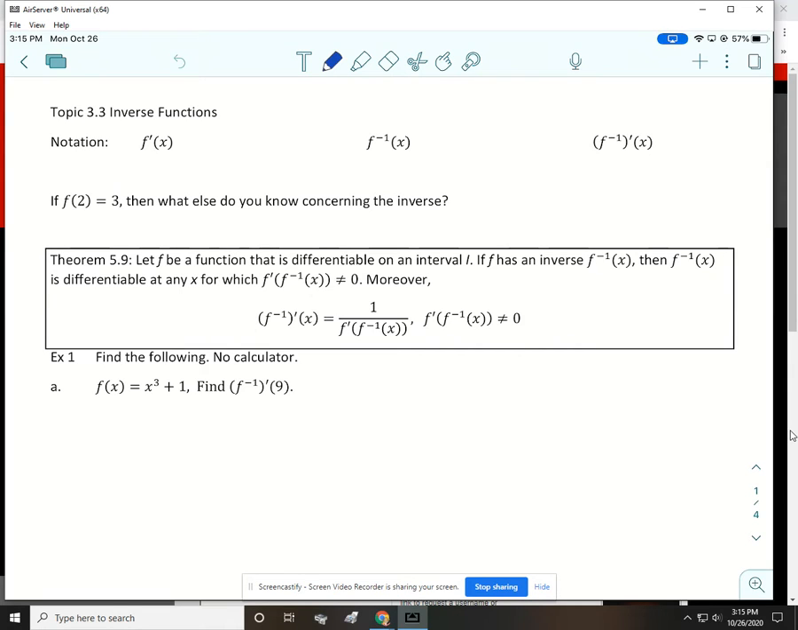Right, so we're going to talk about topic 3.3, which is over finding the derivative of inverse functions. So I just want to talk about some notation real quick. So when you see this first notation, that means the derivative of f.